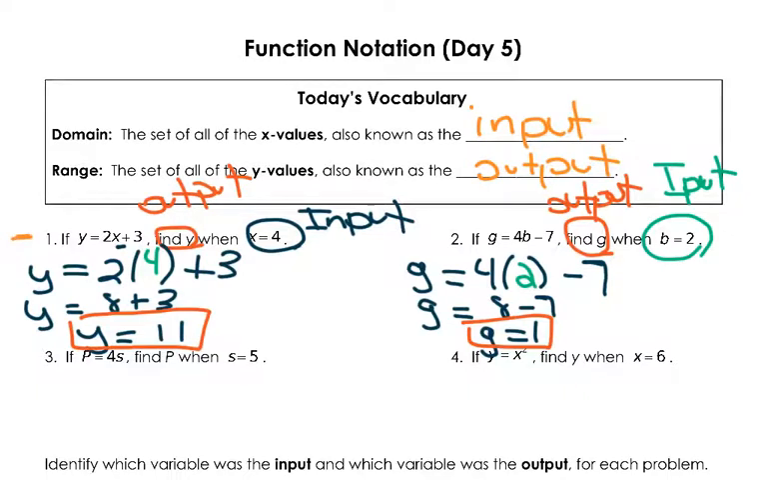And we'll do this again here. If p is equal to 4s, find p when s is 5. So I rewrite this. P is equal to 4 times 5. And here we'd have P is equal to 20.